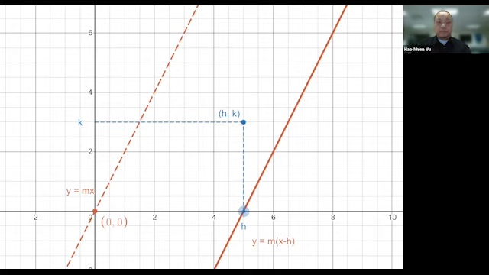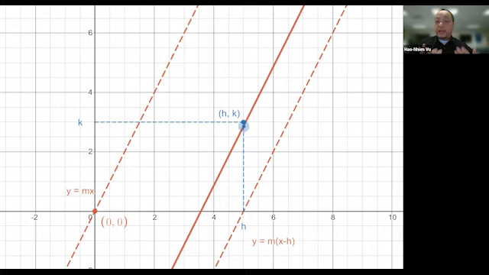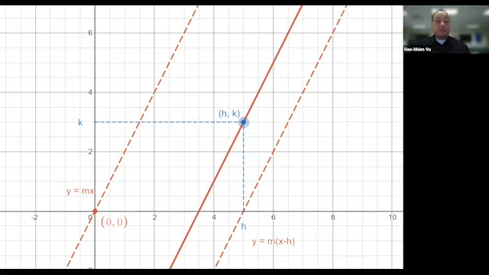Follow the little blue block. The whole line is being pushed up to k. Since it's a vertical shift, we're replacing y with y minus k. We started with y equals m times x minus h, replacing y with y minus k. We now have y minus k is equal to m times x minus h. And that is the point slope formula. If you add k to both sides, then we have this alternative form of the point slope formula where the plus k is on the other side.